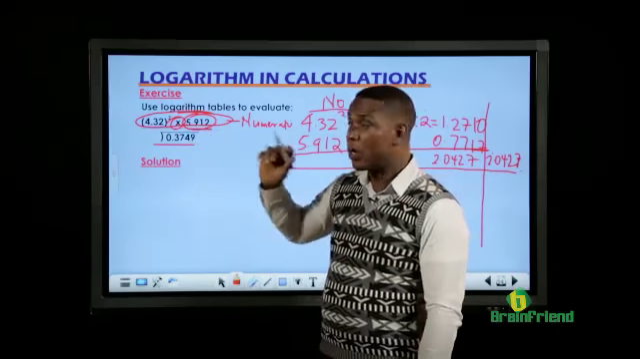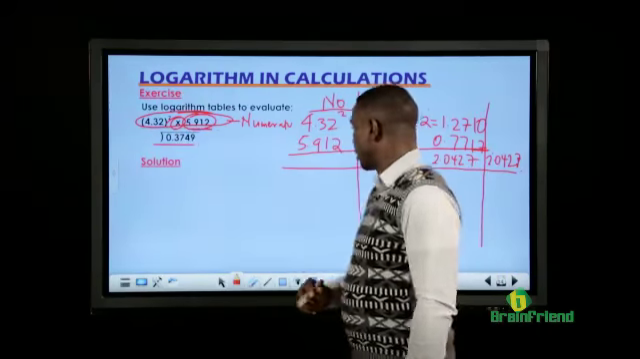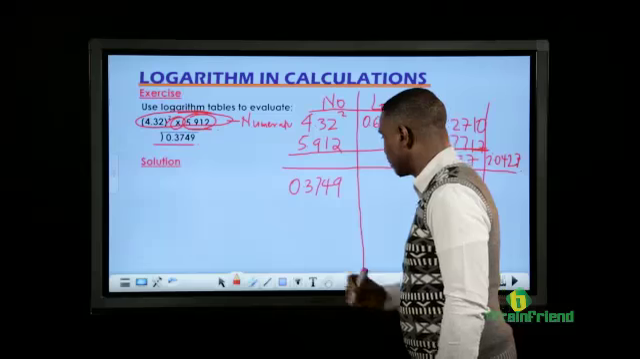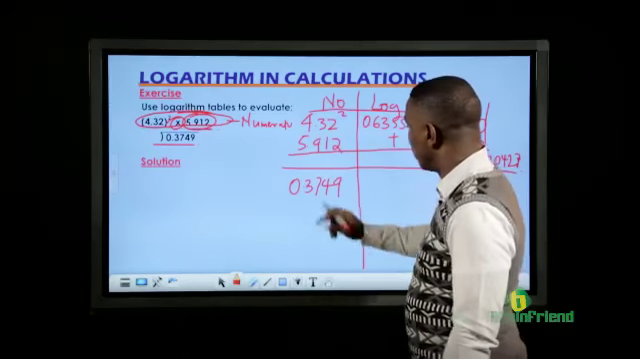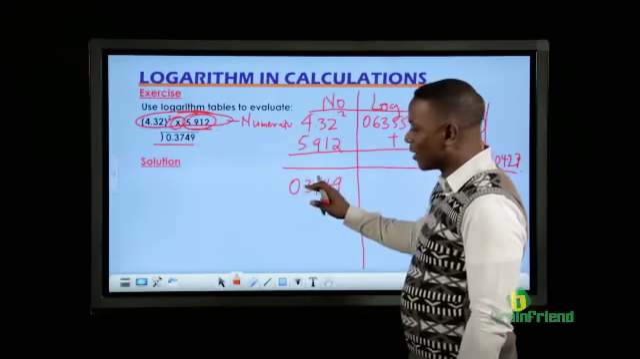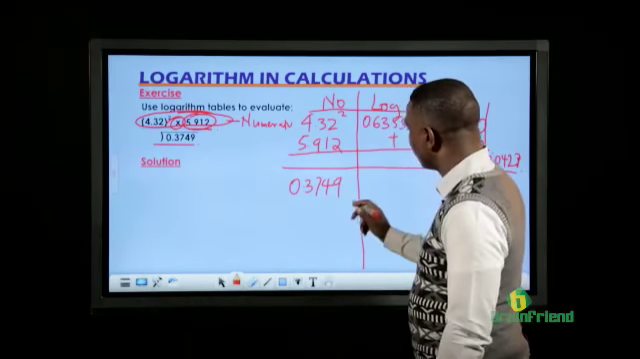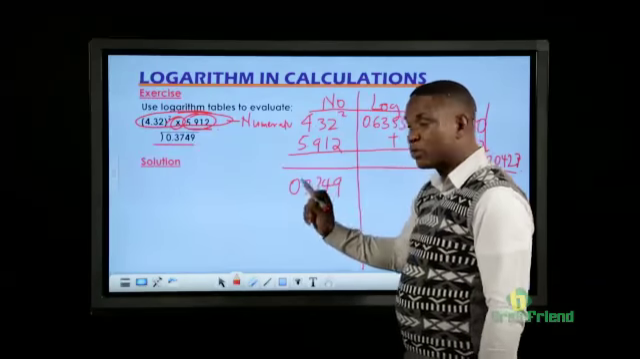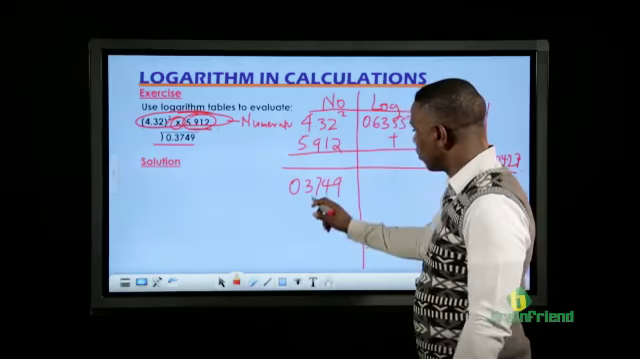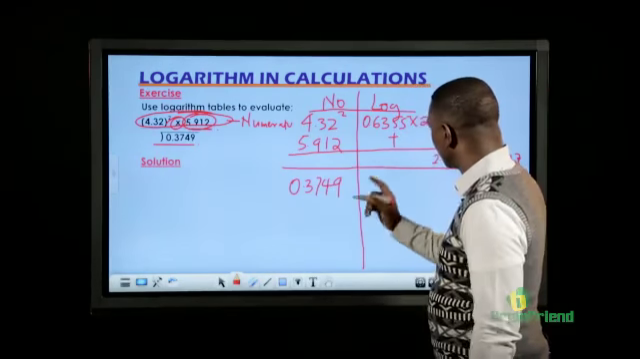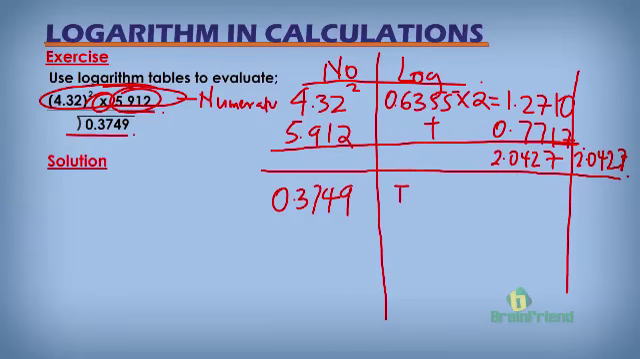Next, we need to find the square root of 0.3749. Let's do that. We'll have 0.3749. First, let's get the logarithm of our number here. To find the characteristic or the integral part of our logarithm number from this value, remember we said we need to count the number of zeros between the decimal point and the first significant figure. We have 0 number of zeros here. So we have 0 plus 1. That would give us 1. And of course, we said that 1 is negative, so it is annotated with a bar 1.